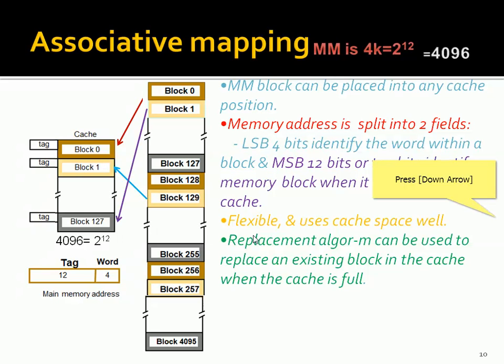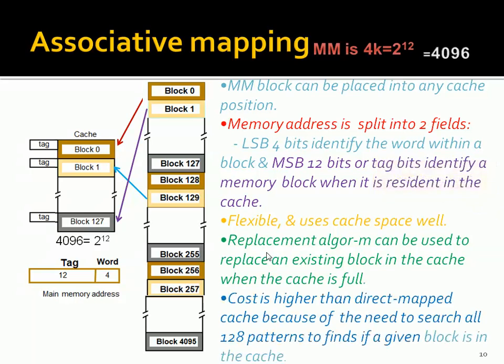If the cache becomes full, then we can remove some of them by exercising some replacement algorithm: first in first out, first in last out, round robin, like several algorithms available in the literature. Using those algorithms we can replace the blocks when the cache is full. The cost is higher than the direct mapping method. We can discuss one more method in the subsequent discussion. Compared to that, the cost is higher.